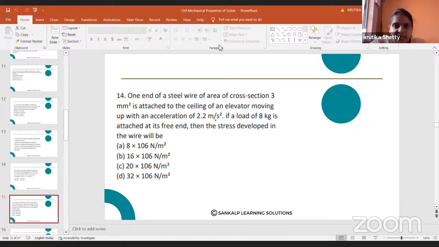Everyone is giving one answer. C, D, B. Which one is correct? Other students? It is C. 20 into 10 raised to 6. Okay. So why are you getting option C?